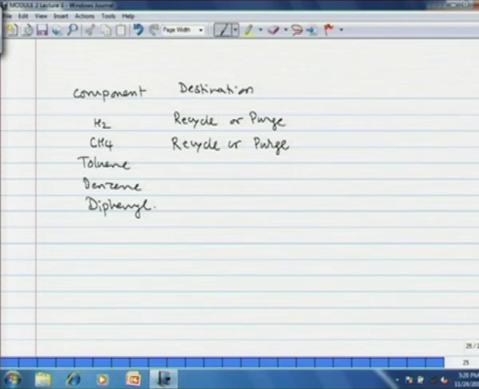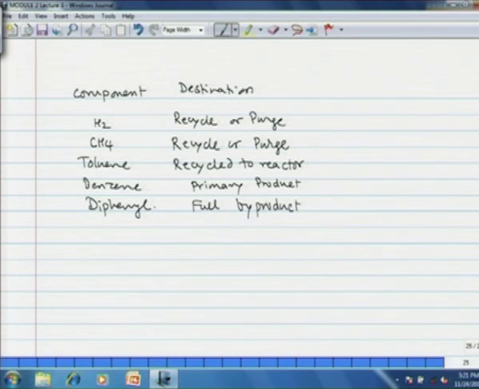Unreacted toluene is recycled to the reactor, but in liquid phase. Benzene is the primary product, which is recovered and goes for further processing, and diphenyl is a side product which is used as fuel in the process, that is captive consumption.